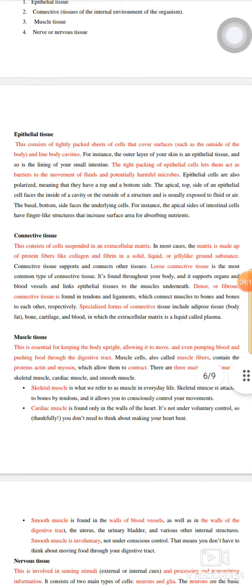You can see the epithelial tissue. This consists of tightly packed sheets of cells that cover surfaces such as the outer side of the body. Our skin is made up of epithelial tissue. They are tightly packed in order to inhibit the penetration of harmful microbes into the body. You can also add that the epithelial cells are polarized, meaning that they have a top and bottom side. Give examples of these epithelial cells.